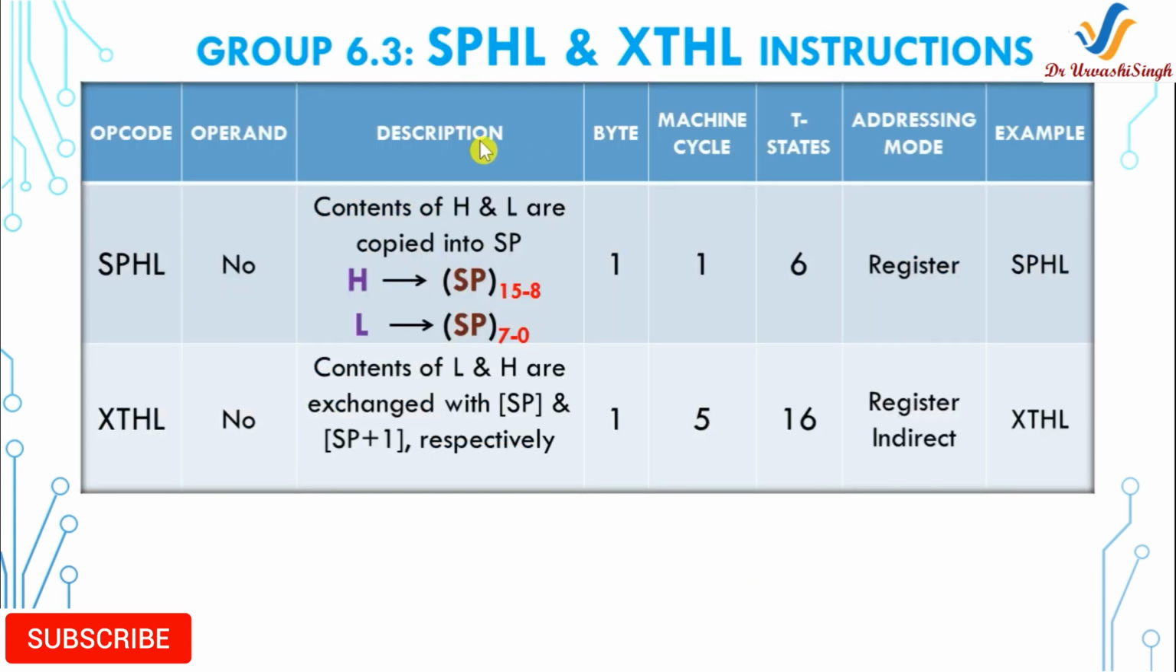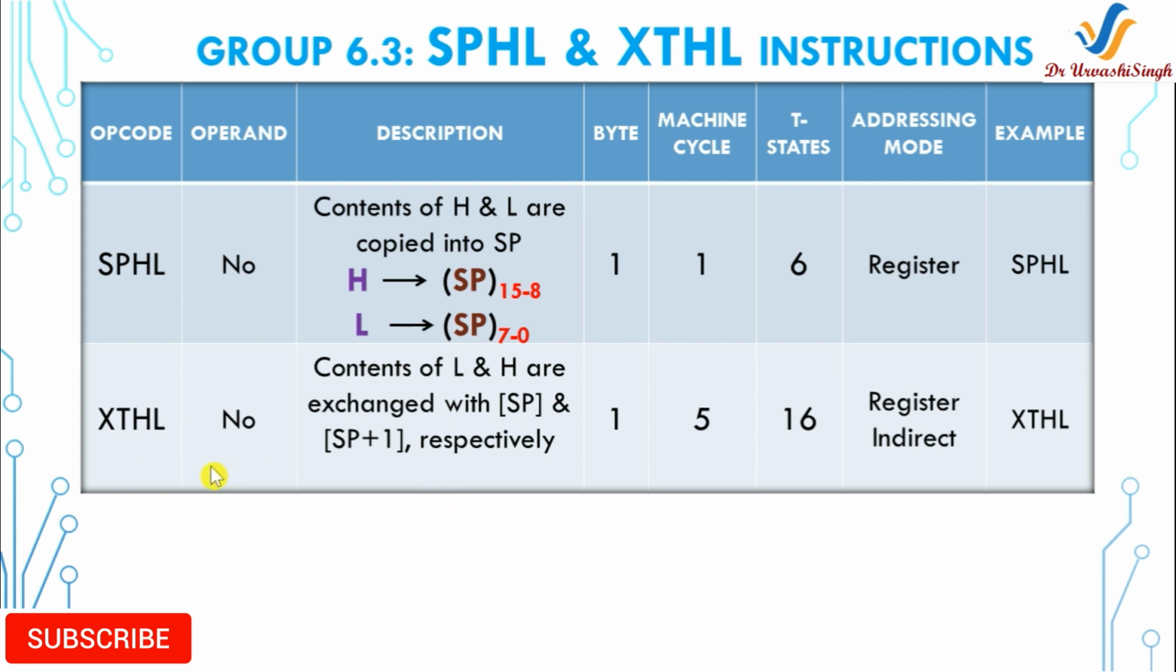Next are the SPHL and XTHL instructions. The SPHL instruction is very similar to the PCHL instruction. Here SP stands for the stack pointer. In this instruction, the contents of the H and L registers are copied into the stack pointer as upper byte and lower byte respectively. Once again, the opcode fetch machine cycle requires 2 extra T states to obtain the address of stack memory. The addressing technique is register addressing mode. Next is XTHL. In this opcode, T stands for the top of stack memory locations, HL is the HL register pair, and X signifies the exchange of contents between the top of stack memory location and the HL register pair.